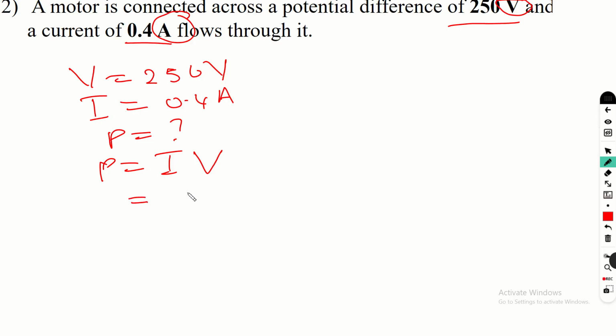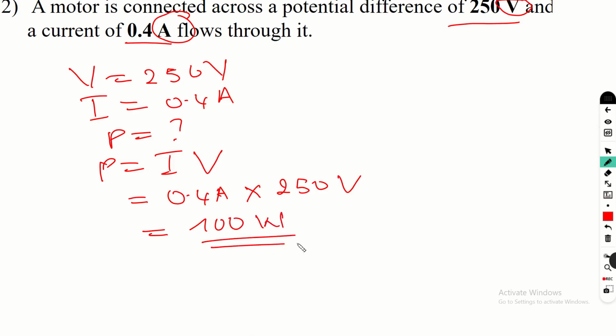And how do you do it? Replace all the quantities now with their values. So I was 0.4 A times V, which is 250 V. So you multiply these two, what are you going to have? Yes, you're going to have 100 watts. And so that will be the power that the motor has consumed. Right, good. I hope you had it correct.